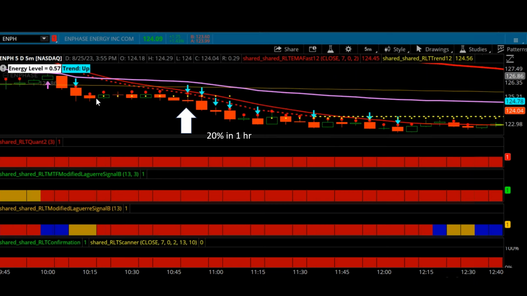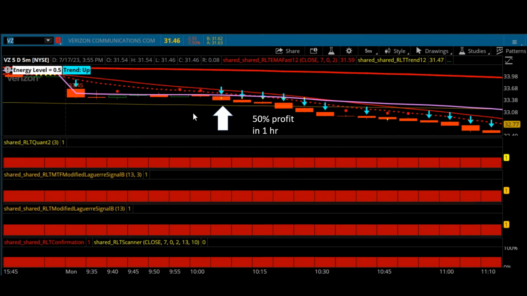A nice one at ENPH to the downside. See the compression. Pop out of the box to the downside. Everything's red. Institutions are selling the heck out of this thing. They're definitely selling this. No question about it. We take it right here as it breaks down off of the 15, ride it down for an hour for 20%. This was a good one for Verizon.